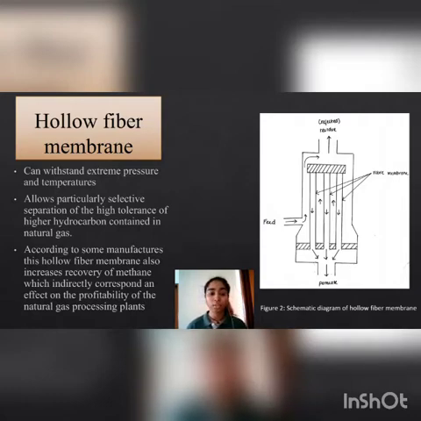Why? Because this hollow fiber membrane can withstand extreme pressure and temperature, and it also has a high tolerance of high hydrocarbon content in the natural gas. And according to some membrane manufacturers, this membrane increases the recovery of CH4, which is methane.